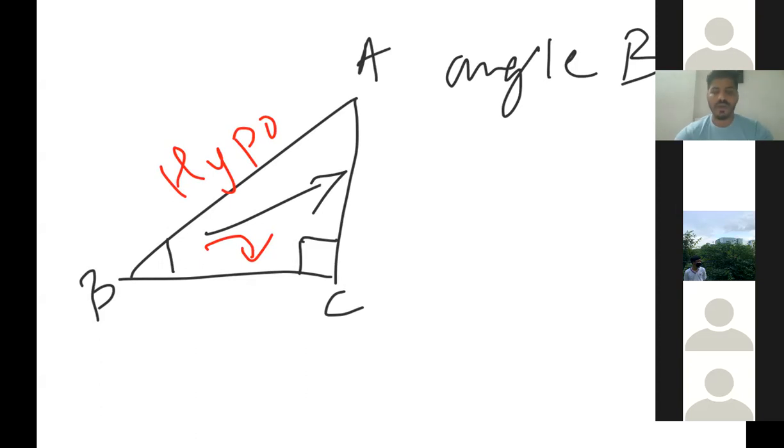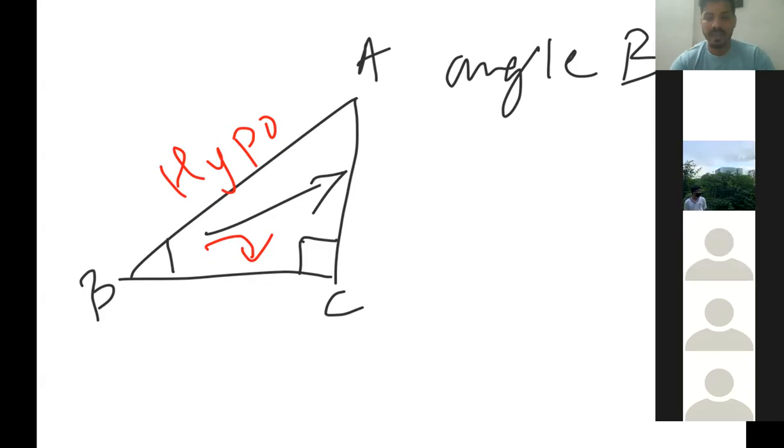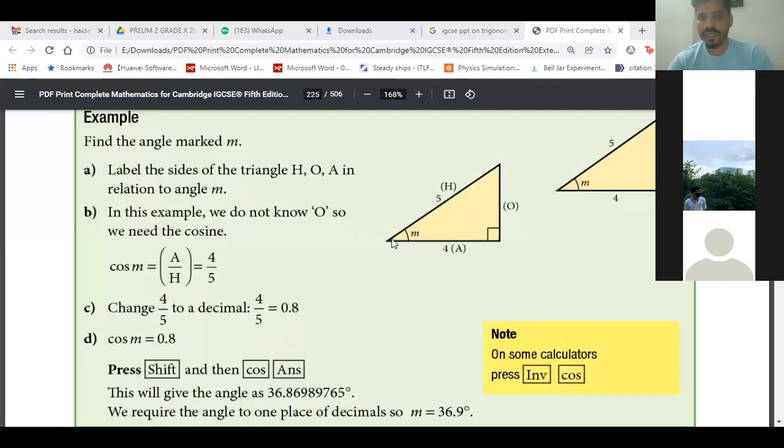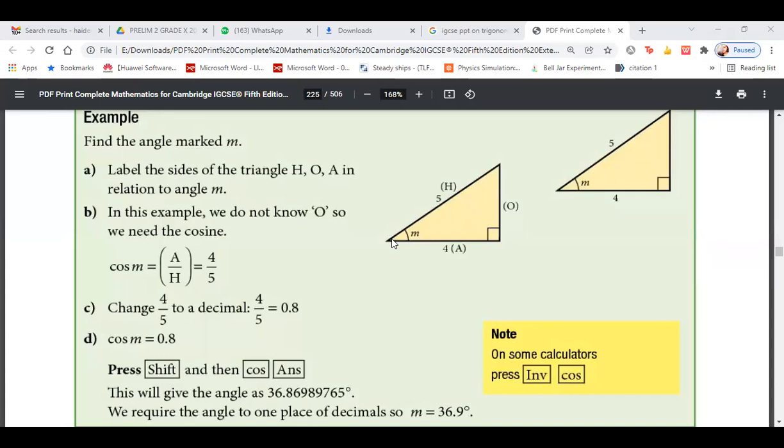Yes, sir. Okay, so for example, I'll stop sharing this one and share this one. For example, this particular question. Here we are finding angle M. The side in front becomes opposite, the side next to it becomes adjacent, and hypotenuse is always opposite to 90 degrees. Now we need to find out this angle M, this angle over here.